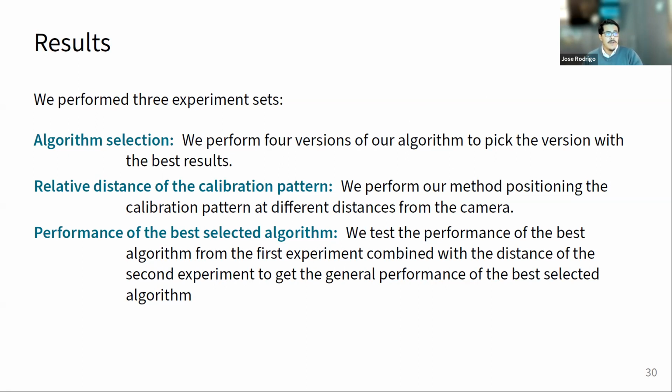positioning the calibration pattern at different distances from the camera. That's close, medium, far, and varied, that are like half a meter, and a meter and a half. Finally, the performance of the best selected algorithm, where we test the performance of the best algorithm for the first experiment combined with the distance of the second experiment to get the general performance of the best selected algorithm.